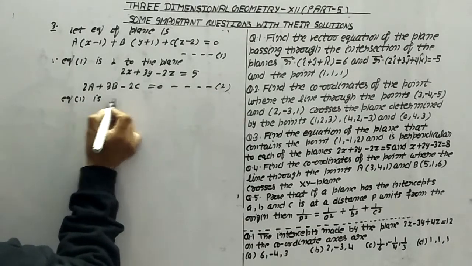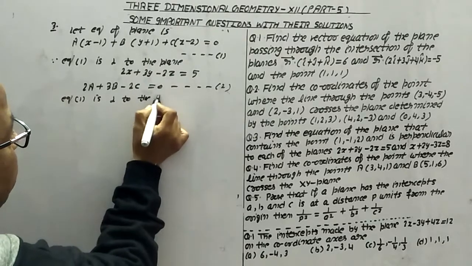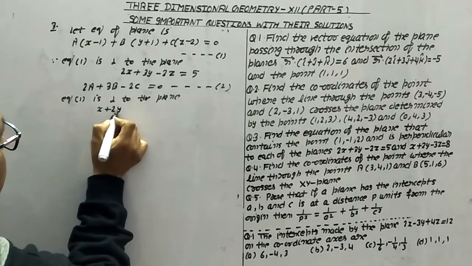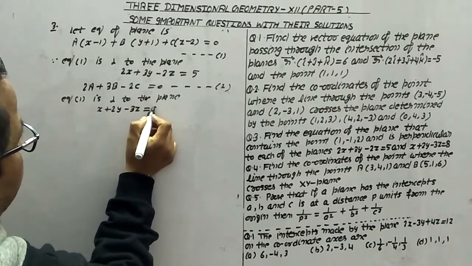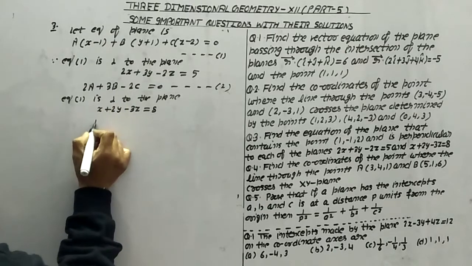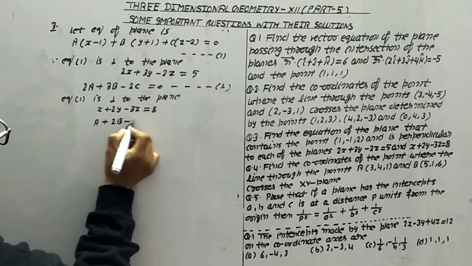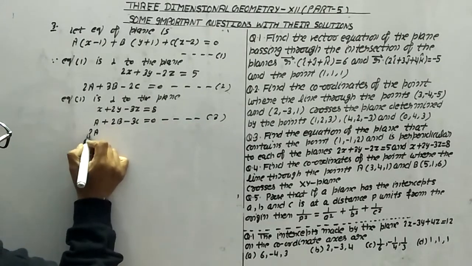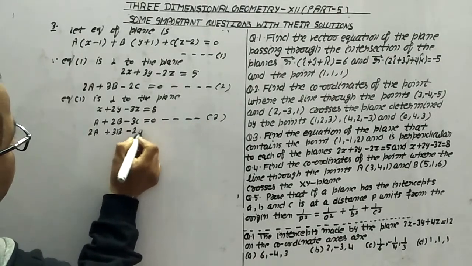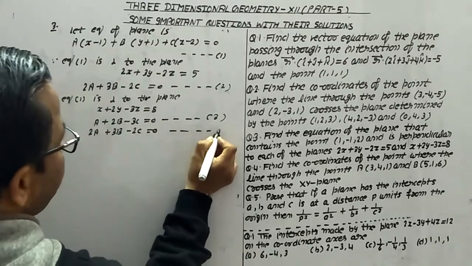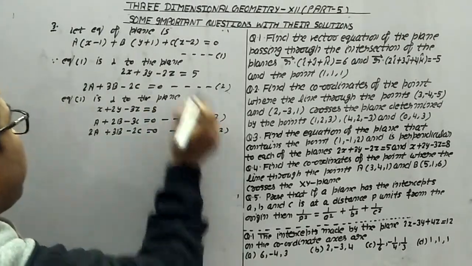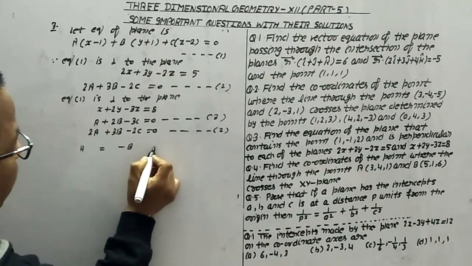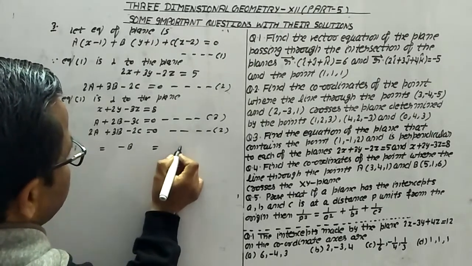Again, equation 1 is perpendicular to the other plane, x + 2y - 3z = 8. So according to this we get a + 2b - 3c = 0. This is equation number 3, and equation 2 is here. By solving these two equations, we will find the values of a, b and c and put them in equation 1. Now according to the cross multiplication method, we can write a upon, minus b upon, c upon.